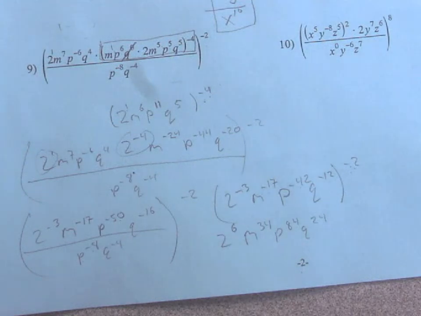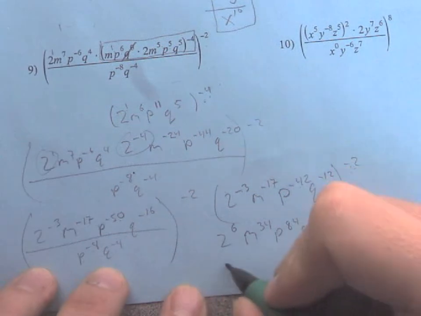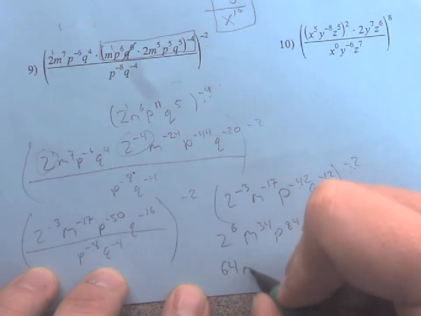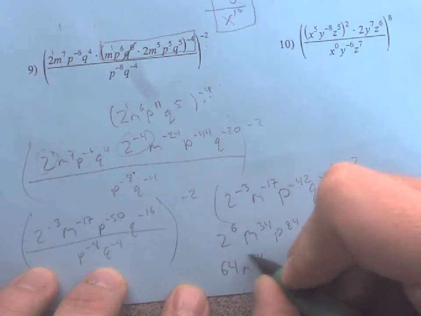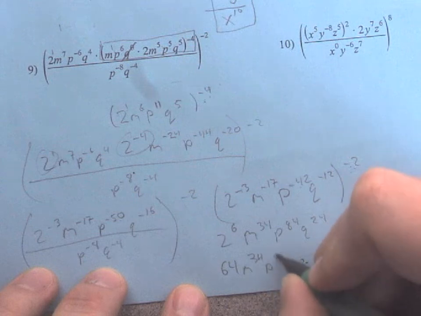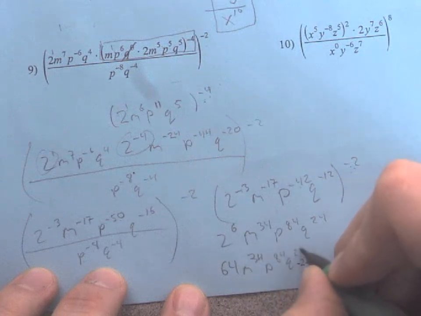So the method that I showed you here, again, the procedure is not the only way to get here, but I think it's the most efficient. So let's finish it out. We got 64, that's 2 to the 6th, m to the 34, p to the 84, q to the 24.